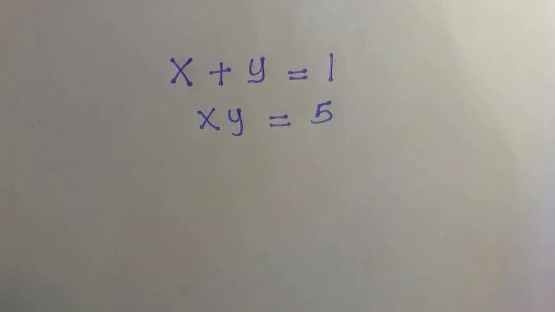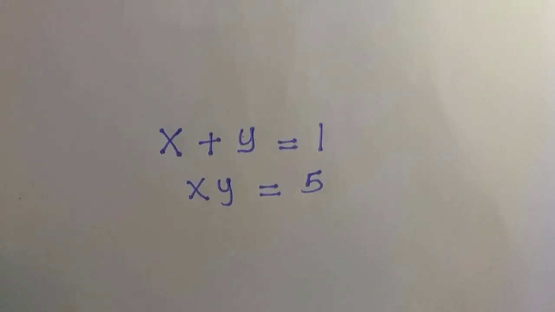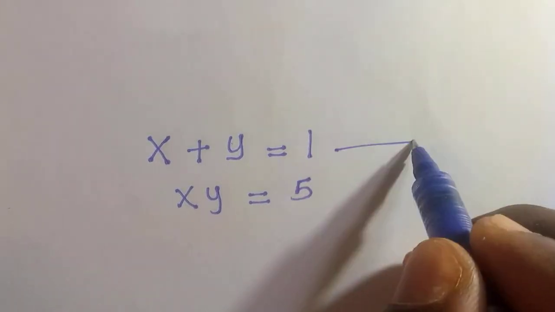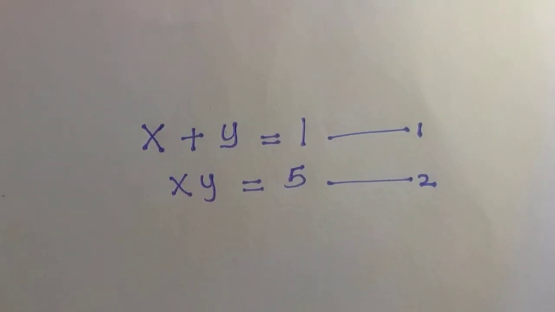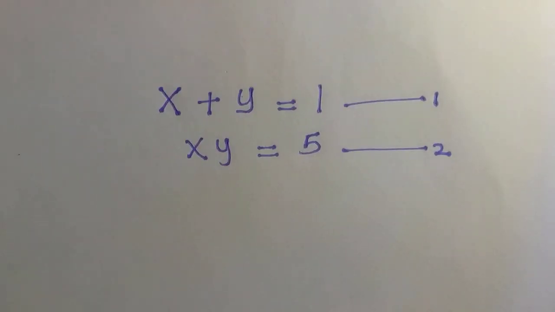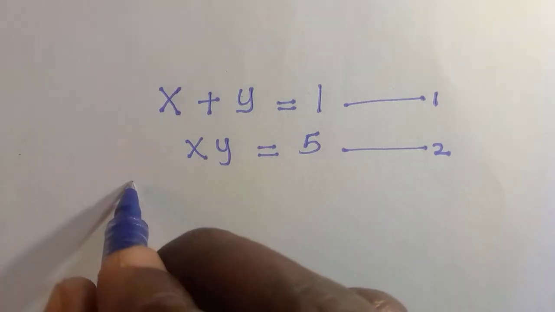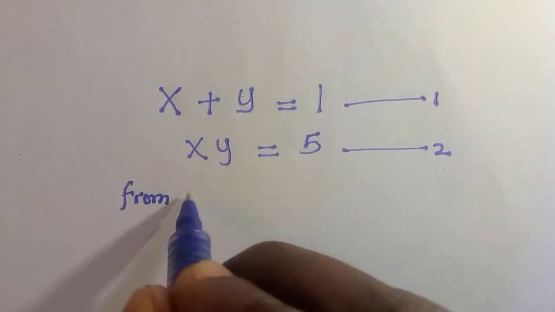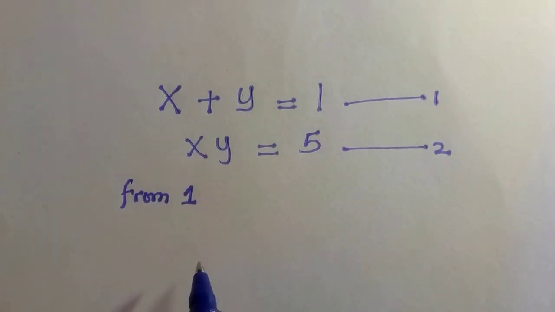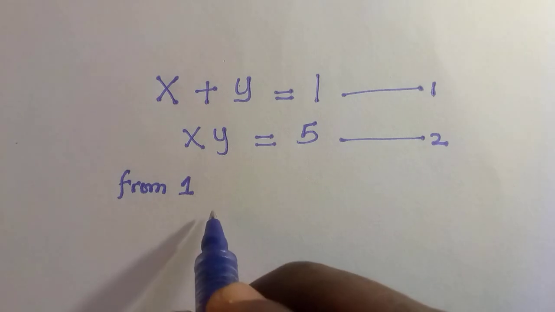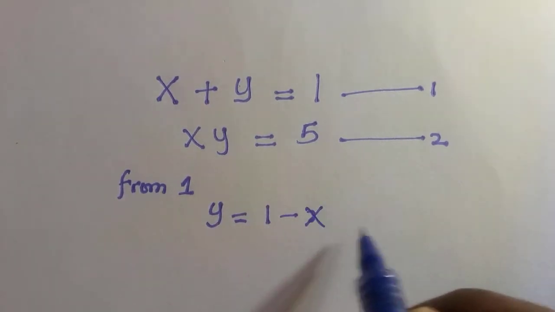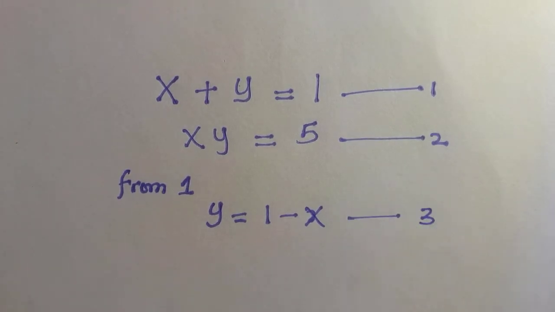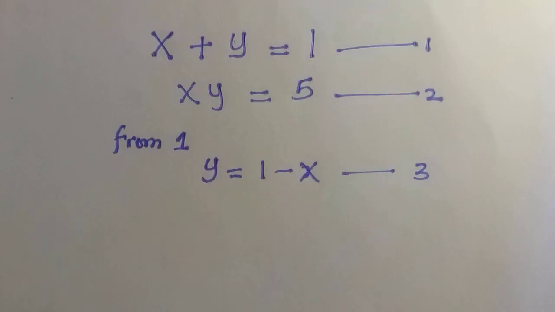Here, I want to be solving for x and y, given that x plus y equals 1, which is equation 1, and xy equals 5, which is our equation 2. We need all the values of x and y that satisfy this. When we consider equation 1 and make y the subject of the formula, we have y equals 1 minus x, which is equation 3.